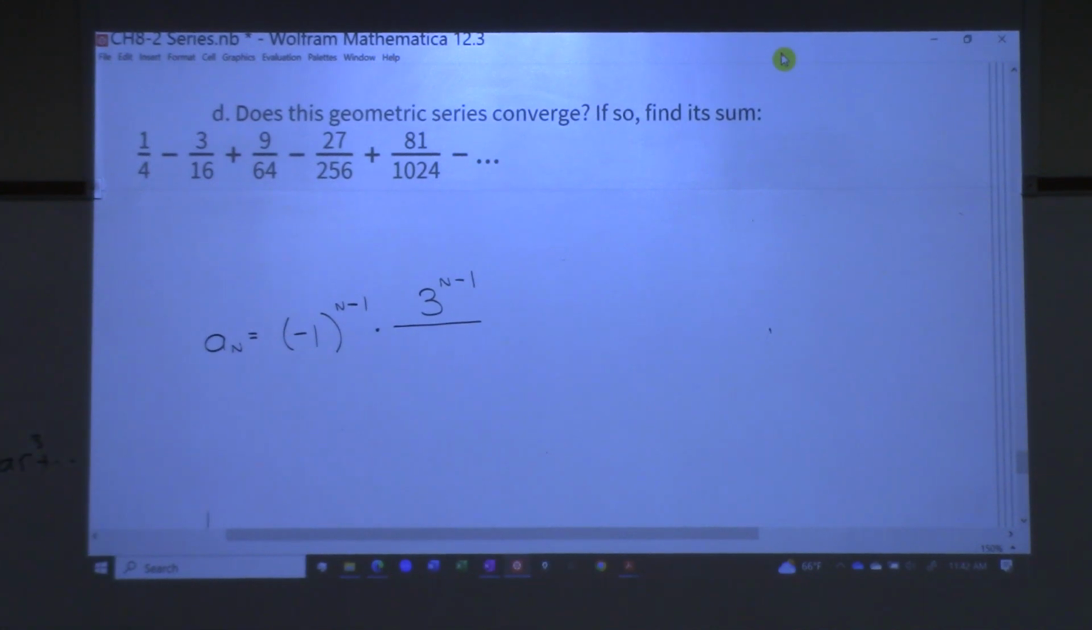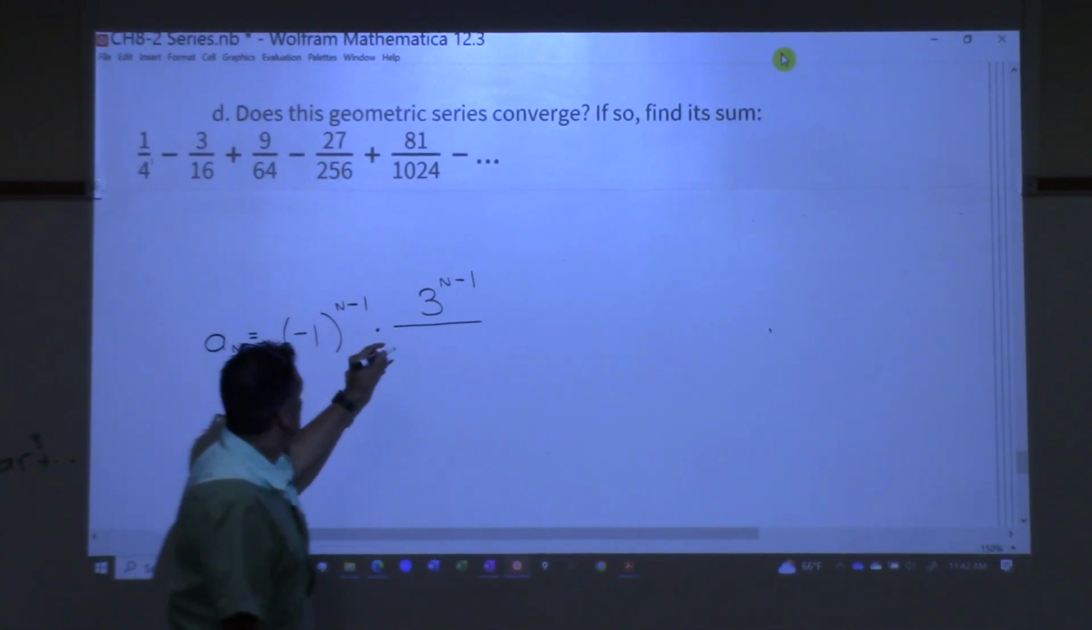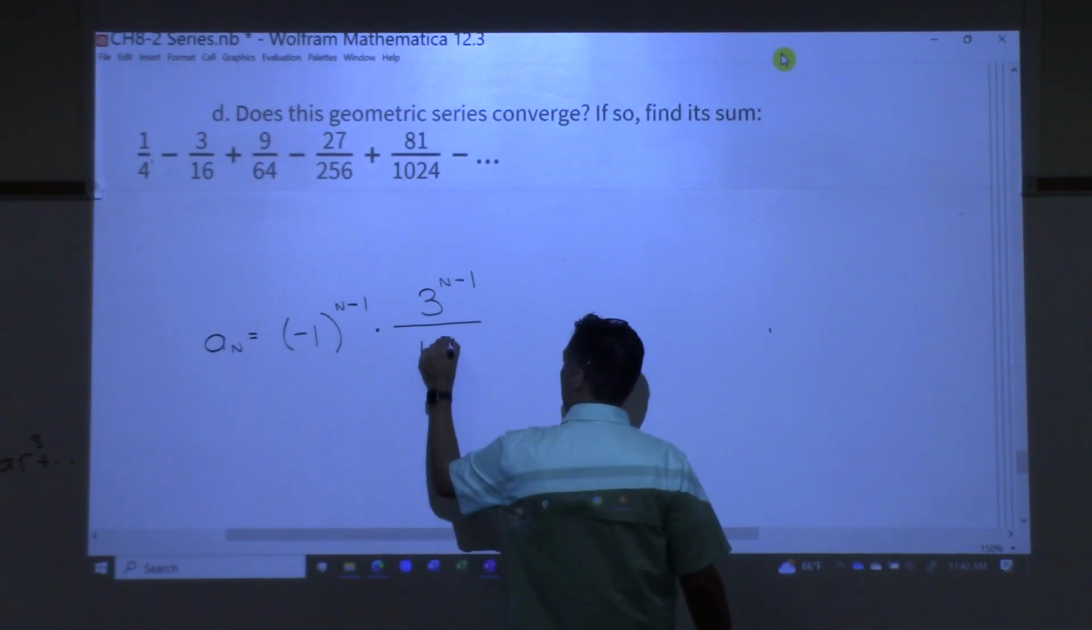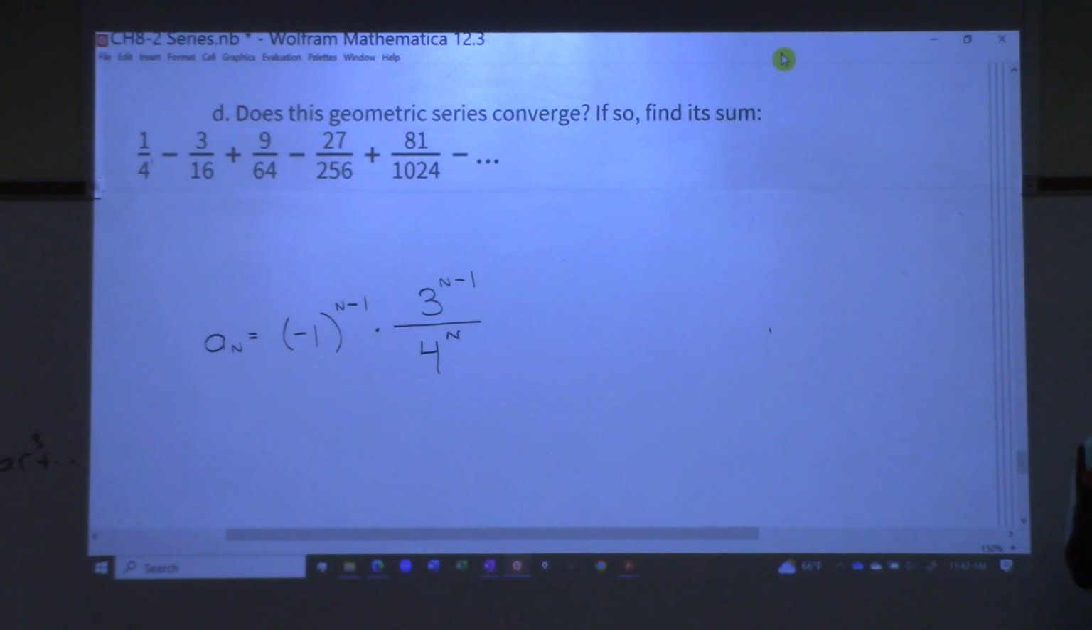What about the bottom? Those are all powers of 4, right? But I want to start with 4 to the first power here. So it's going to be 4 to the n, not n minus 1, because you need 4 to the first when you plug in 1. So there it is. That's the formula for this sequence, and now I need to add them up.